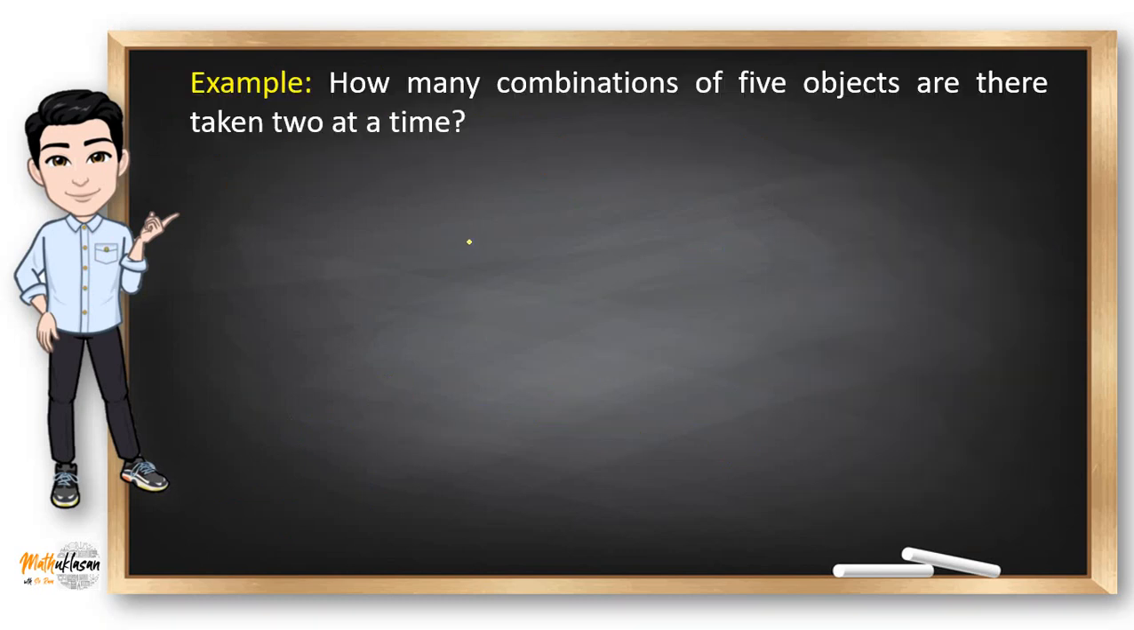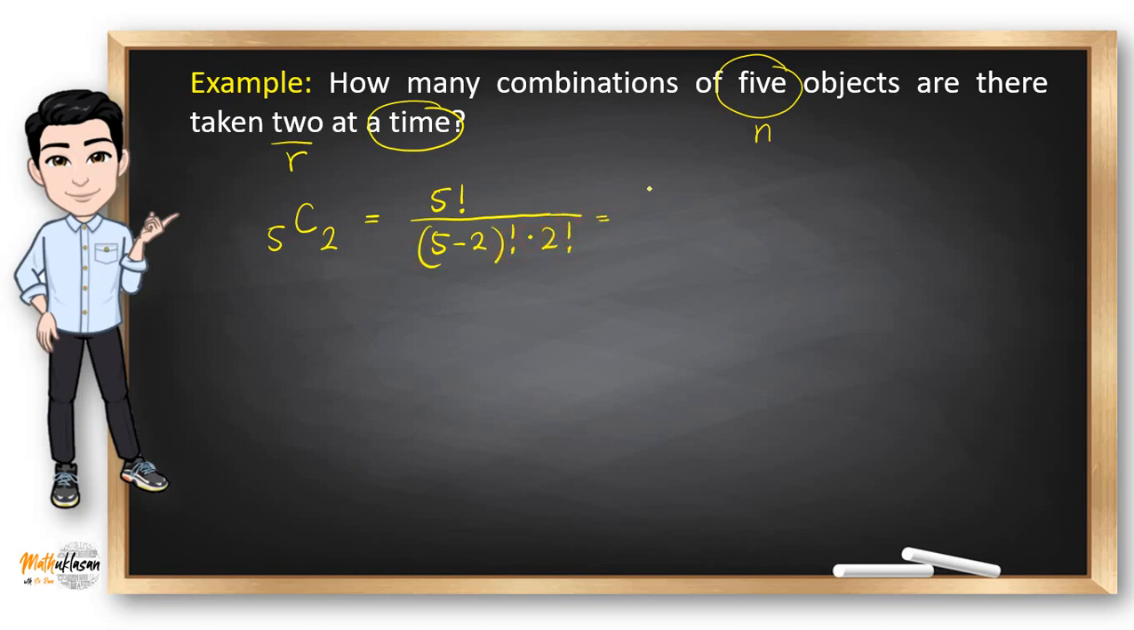Now let us try answering combination problems. In this example, how many combinations of 5 objects are there taken 2 at a time? So n here is equal to 5 and r is equal to 2. So we have 5C2. Using the combination rule, we have 5 factorial divided by 5 minus 2 factorial times 2 factorial. We have 5 factorial divided by 5 minus 2 is 3 factorial times 2 factorial.